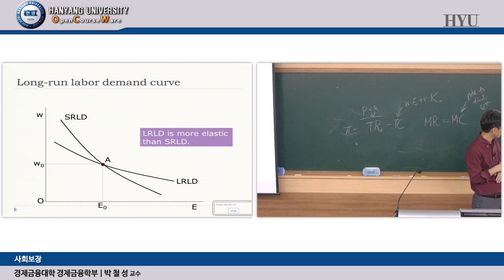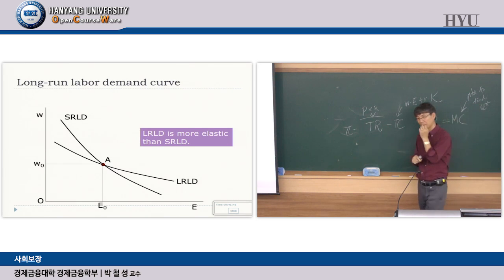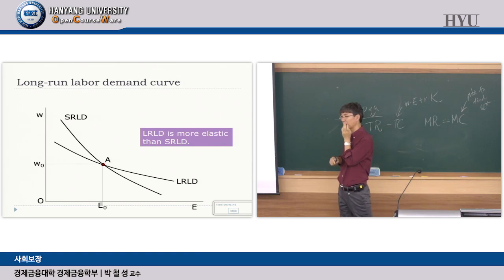We have an answer here, right? Wage goes up, then in the short run and long run, the employment will be smaller. But will the reduction be bigger in the long run or the short run in this diagram? It should be the long run. Why?